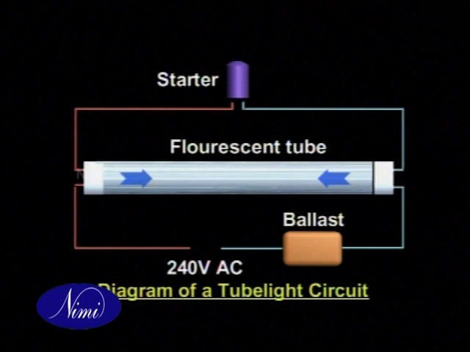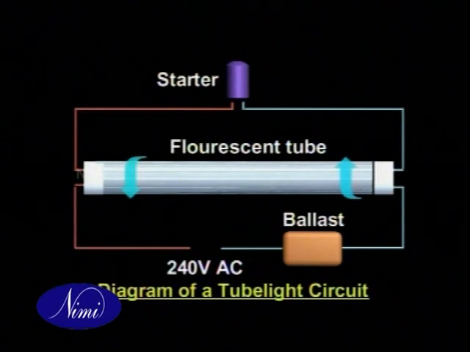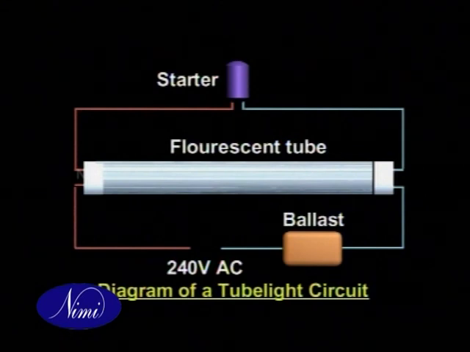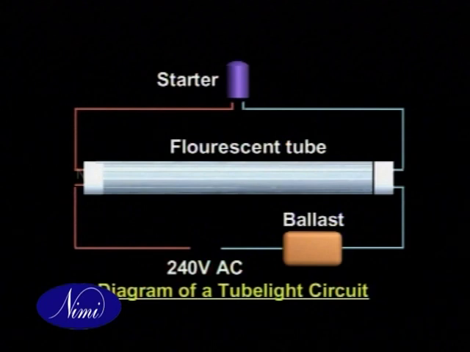The inside of the tube contains minute droplets of mercury and an inert gas. The inner surface of the tube is coated with a fluorescent powder. This emits visible light when exposed to UV rays. The starter, choke, and the tube's electrodes are connected in circuit as shown here.